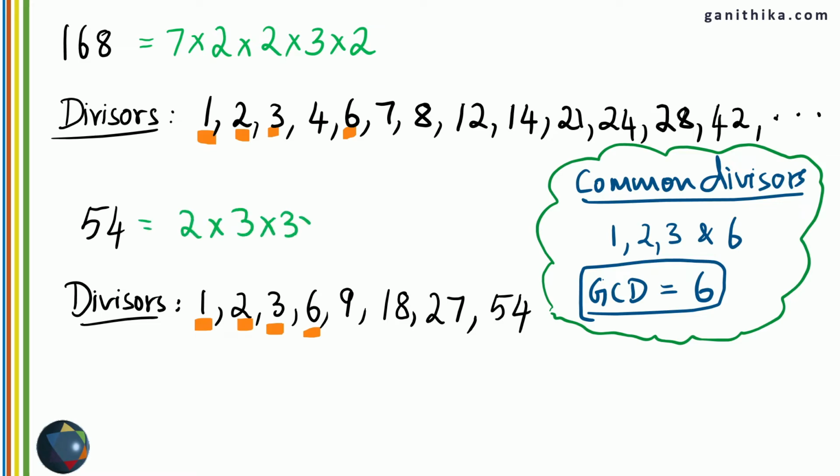54 can be written as 2 times 3 times 3 times 3. So this is the prime factorization of 54. So now collect all the common factors. 2 and 3 are the common factors of 168 and 54.